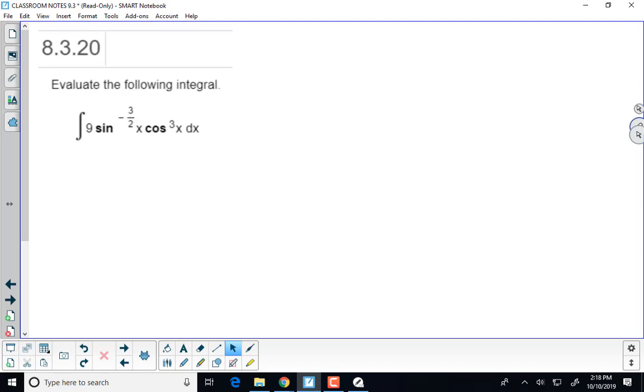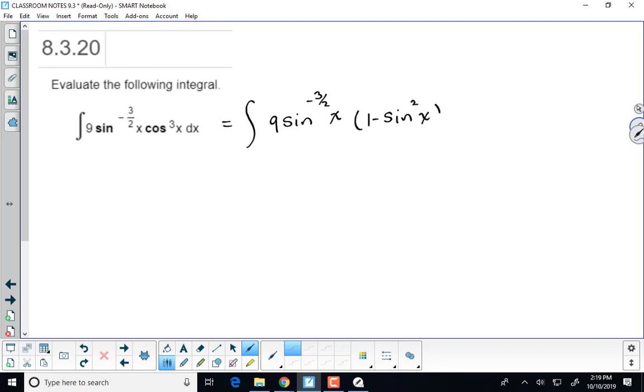So here, the power on sine is not odd, it's a fraction, so it doesn't even fit any question about it being odd. This is odd, so we can pull one off and convert the leftovers. So this will be the integral of 9 sine to the negative 3/2 x cosine squared, which is 1 minus sine squared, and then cosine x dx. So we pull one cosine off, convert the cosine squared to the other function.